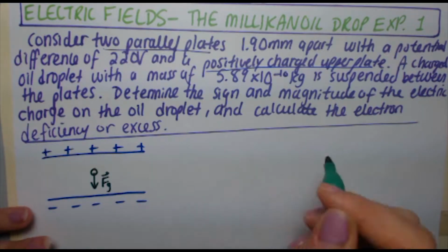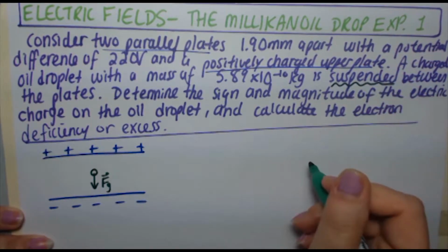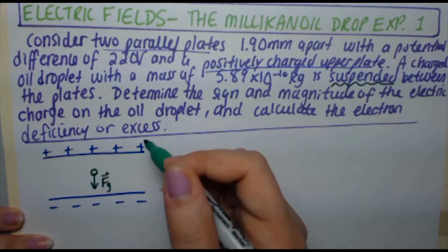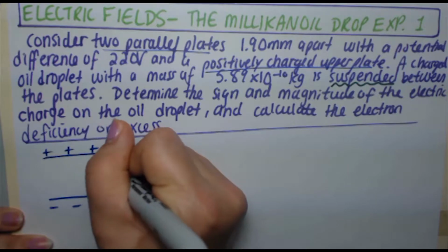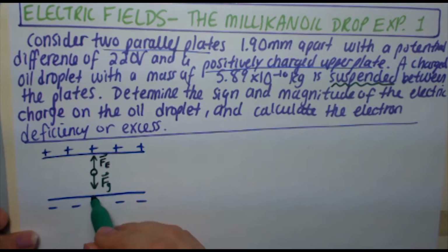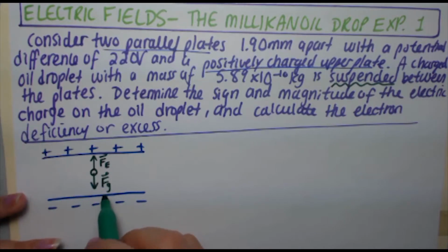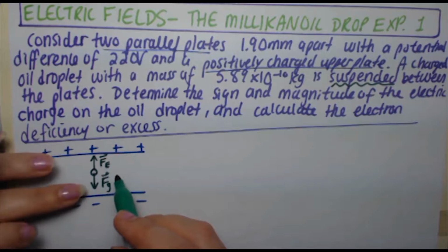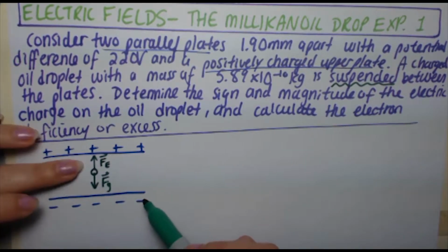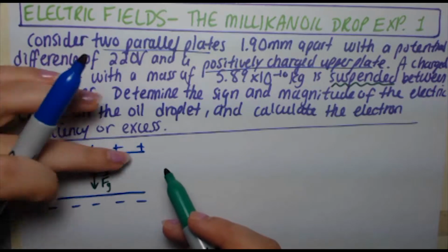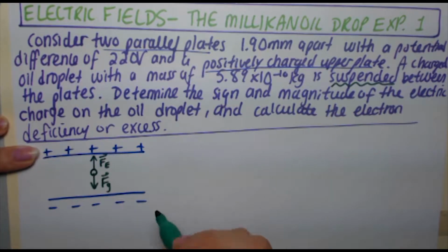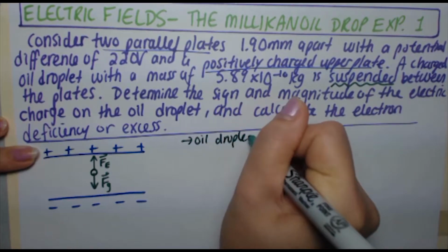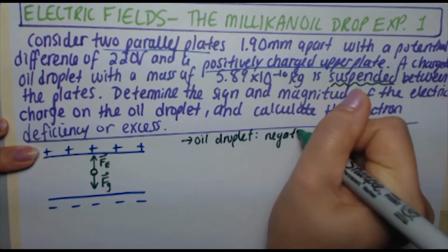But here's the catch. If it's suspended, that means it's not moving. In other words, there has to be another force counteracting this in the opposite direction, which means the electric force has to be going up. If the electric force was going down, of course, the particle would go down, but there has to be something opposing it. So electric force is going up. Now, if the electric force is going up, by that argument, that means whatever charge this is, it is attracted to a positively charged plate. Therefore, the oil droplet must be negatively charged. So that's how you figure that out.